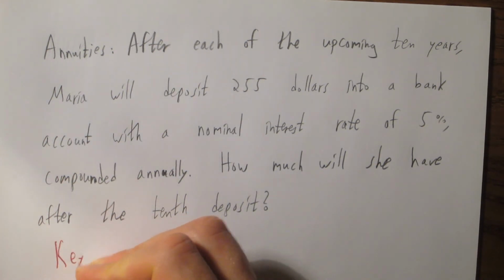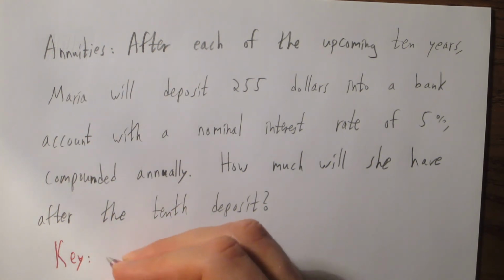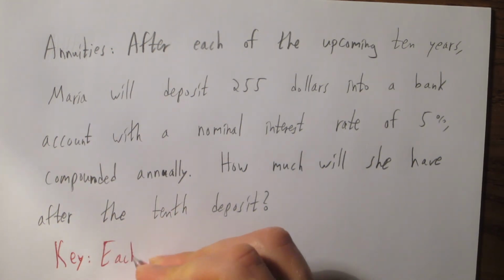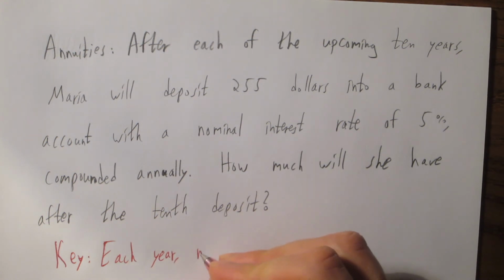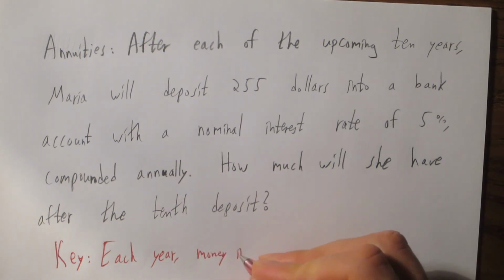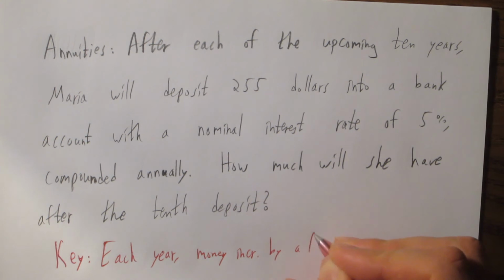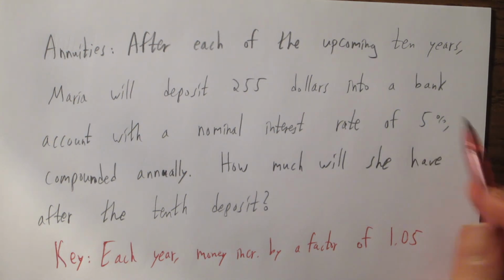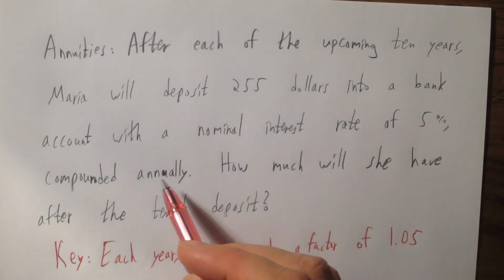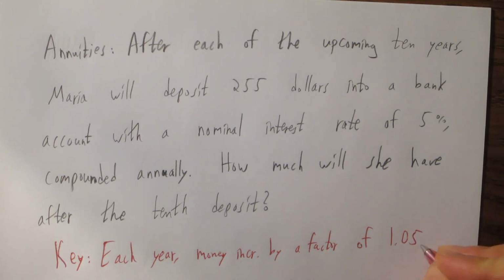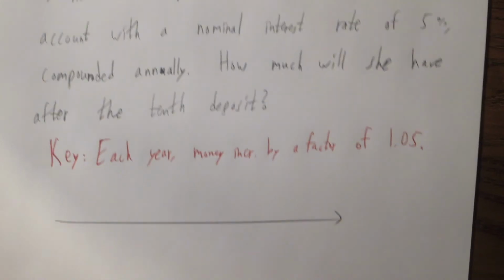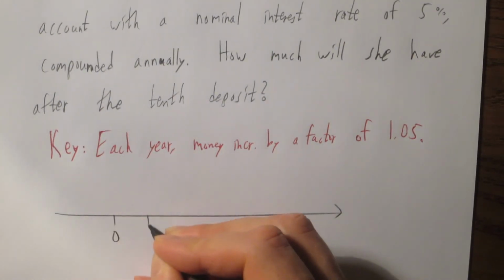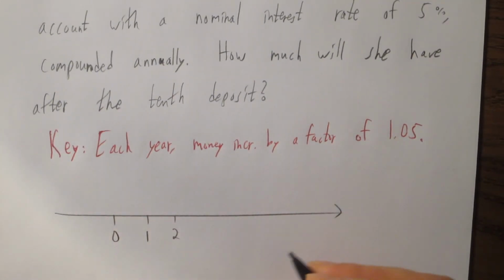Let's first write down a key insight, namely that each year money increases by a factor of 1.05 because the interest rate in this bank is 5%, 0.05, and interest is compounded annually. Alright, now we draw a timeline of what is going on. The first deposit is made here at the end of the first year.